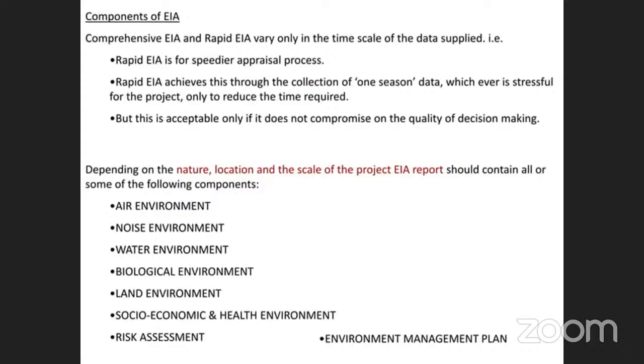So the level of the soil health and the groundwater quality of the project surroundings are most important to provide the baseline data.